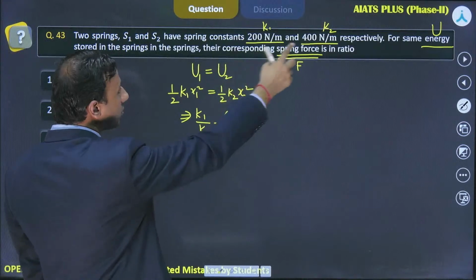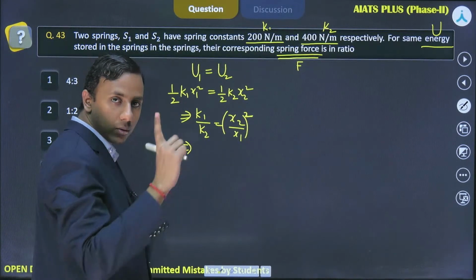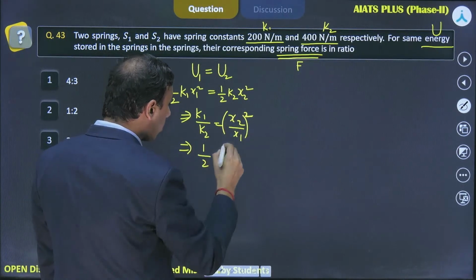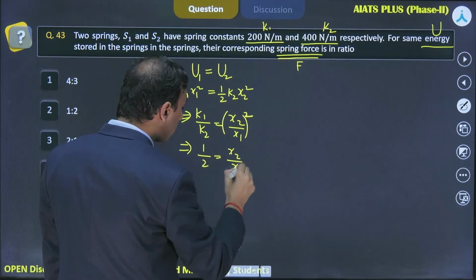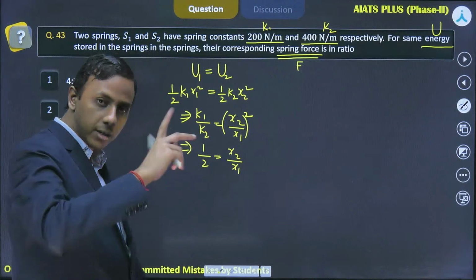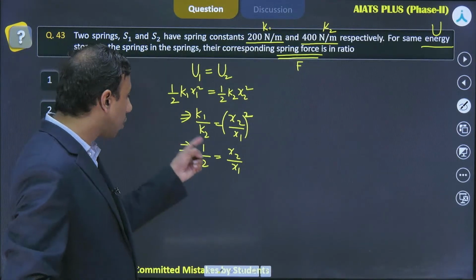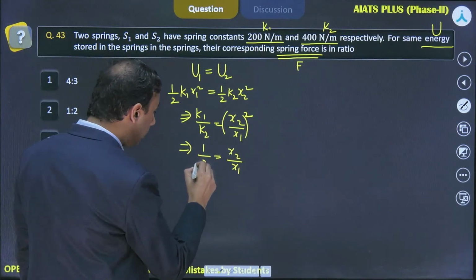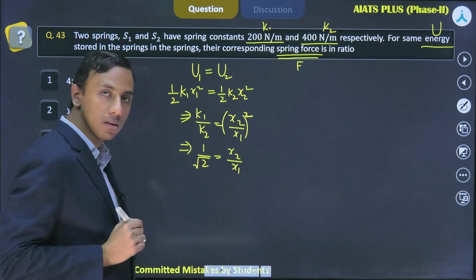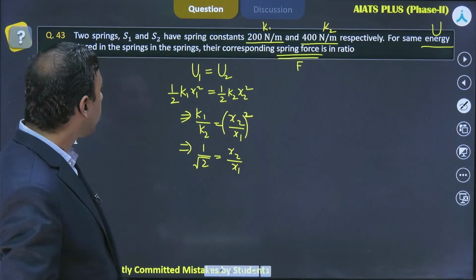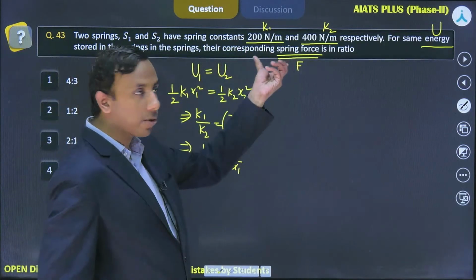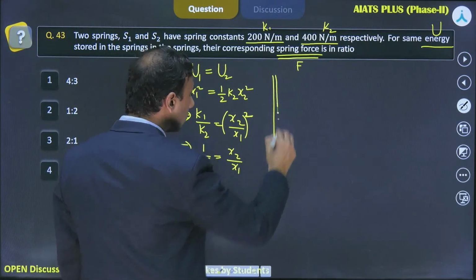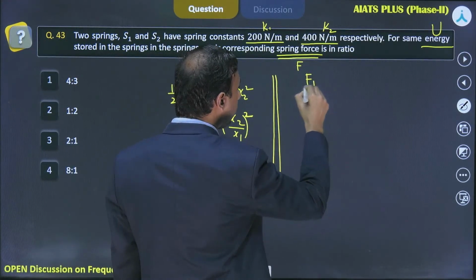Okay. So what does this become? K1 by K2 is how much? 200 by 400 is 1 by 2. Right. So 1 by 2 is equal to x2 by x1 whole square. Now take square root both sides. So this 1 by 2 will become 1 by root 2. So I'm directly writing x2 by x1 is 1 by root 2. Right. But now they're asking the ratio for the spring force, isn't it? So spring force, so let's say F1 by F2.